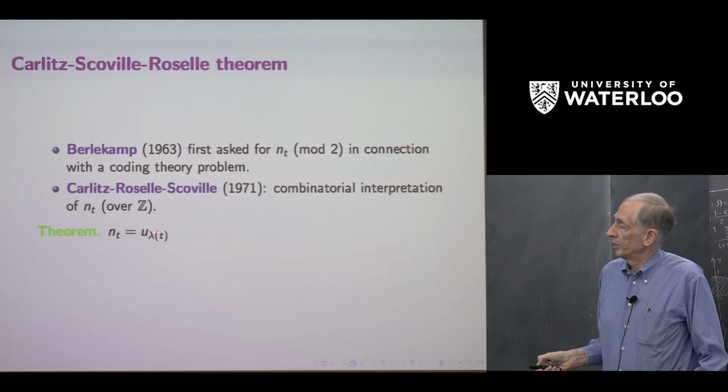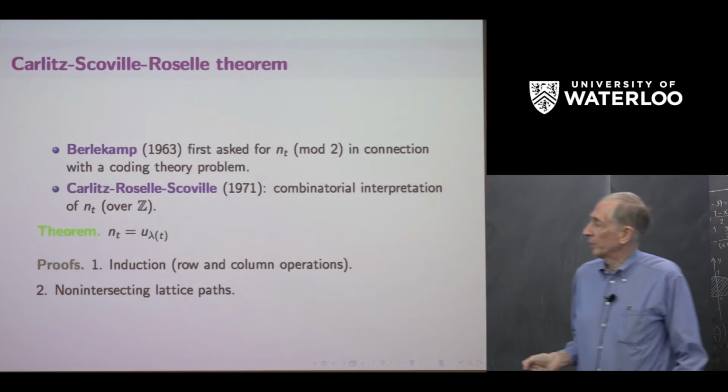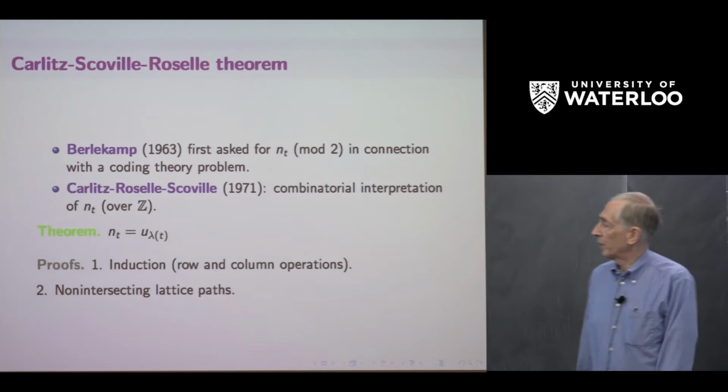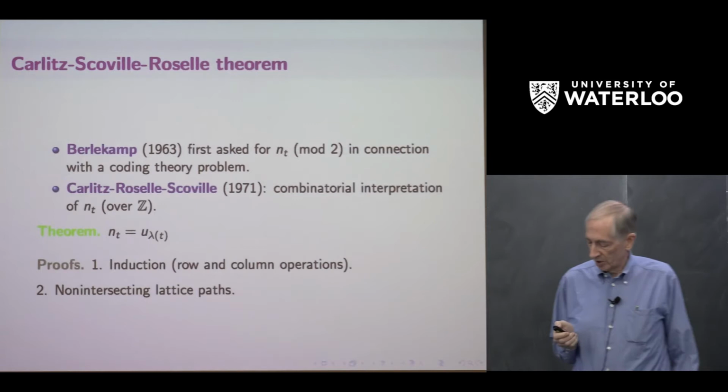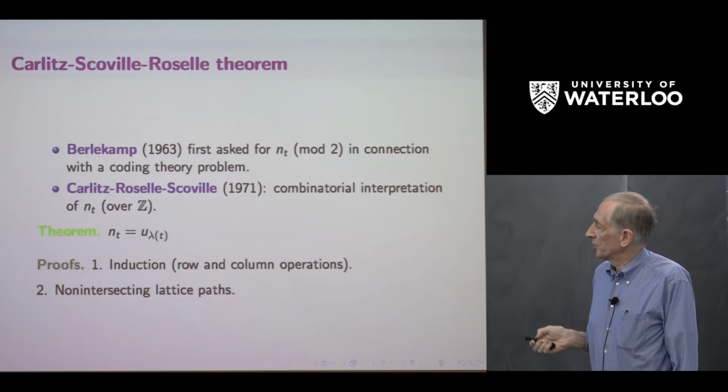And there are two ways to prove this: a kind of naive proof by induction using just row and column operations, and also the Gessel-Viennot theory of non-intersecting lattice path interpretations of determinants. It can also be used very elegantly to solve this problem. But let's illustrate the statement of it.